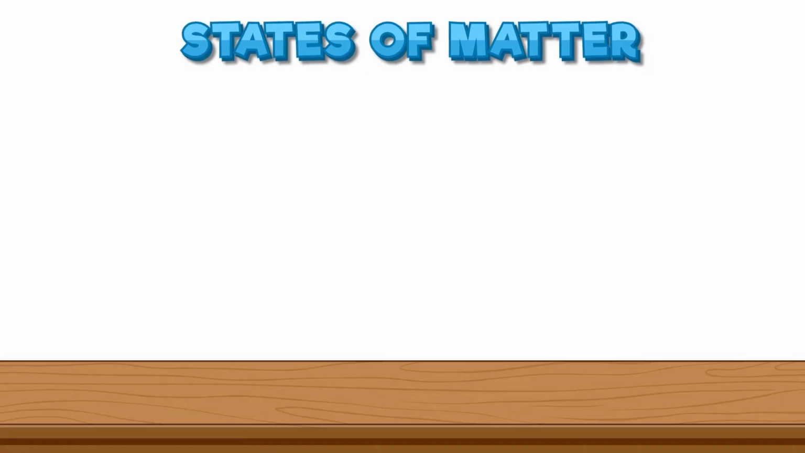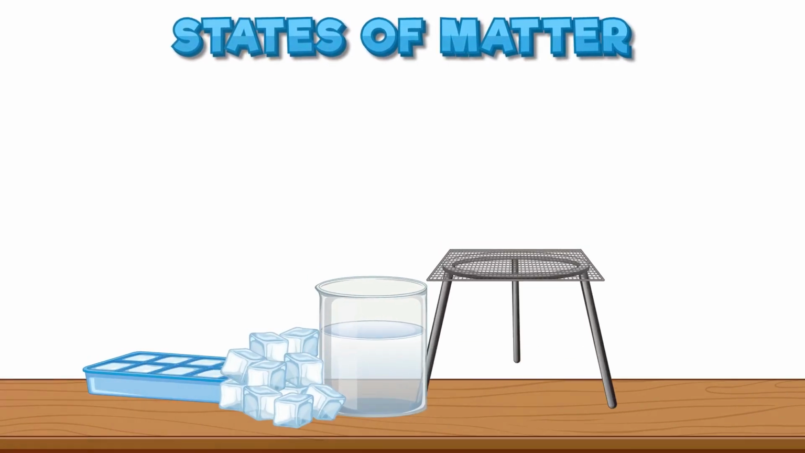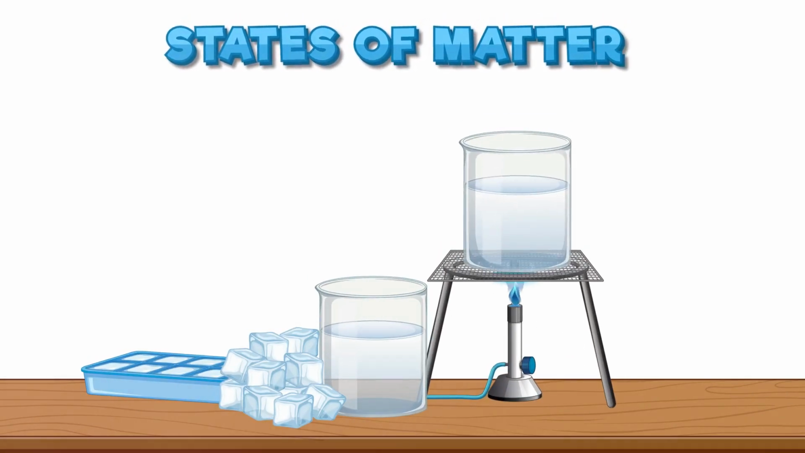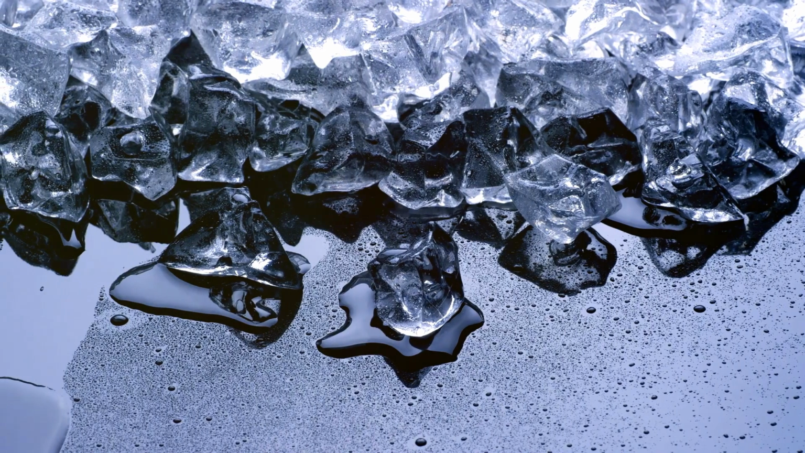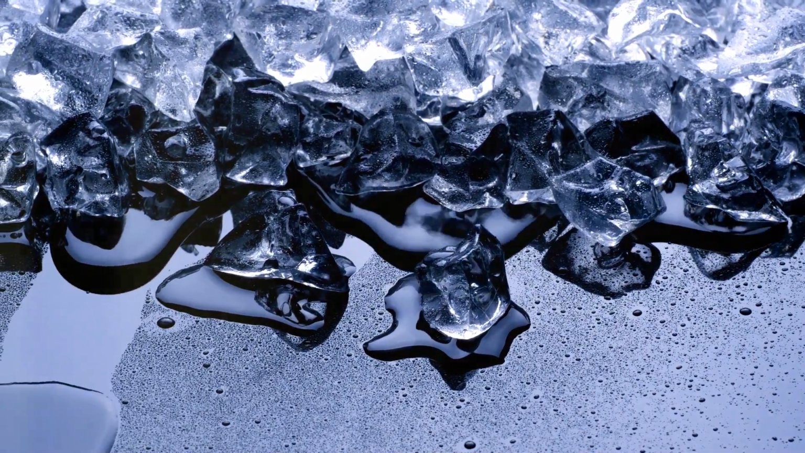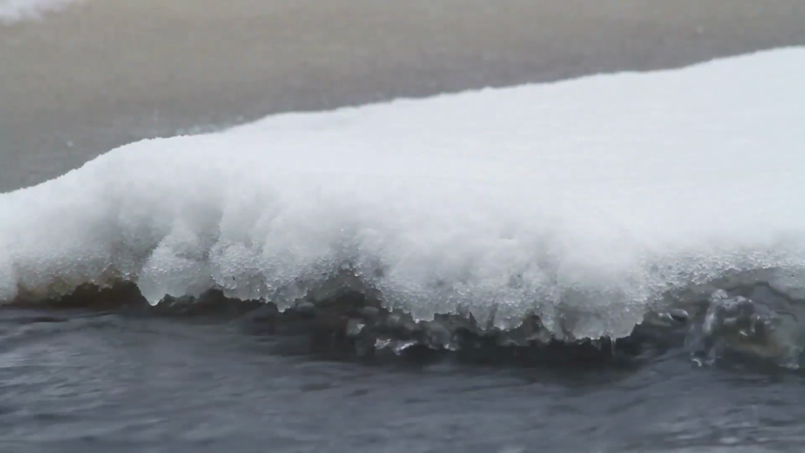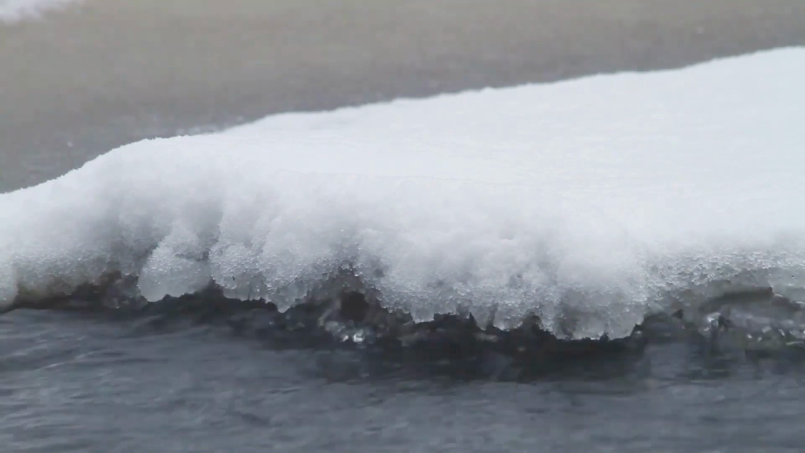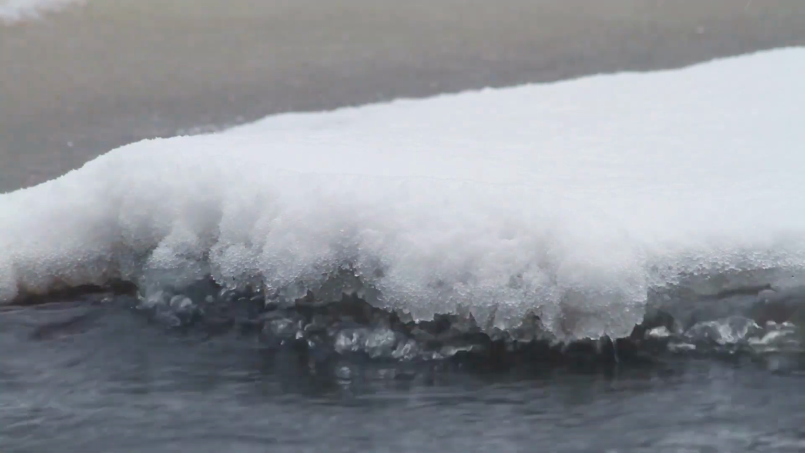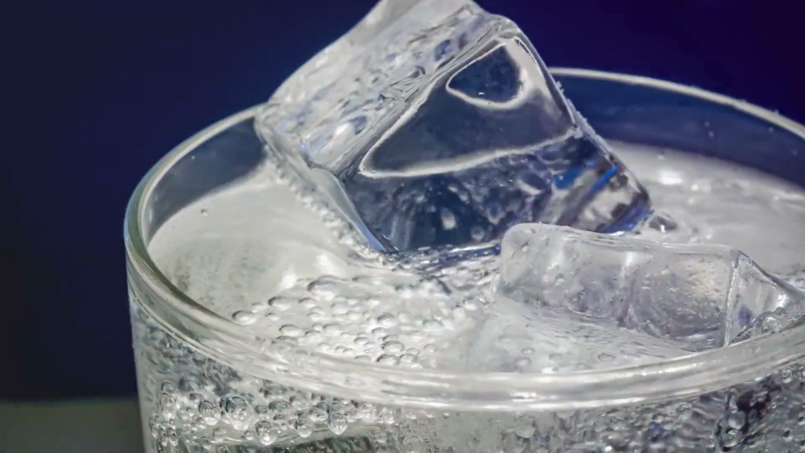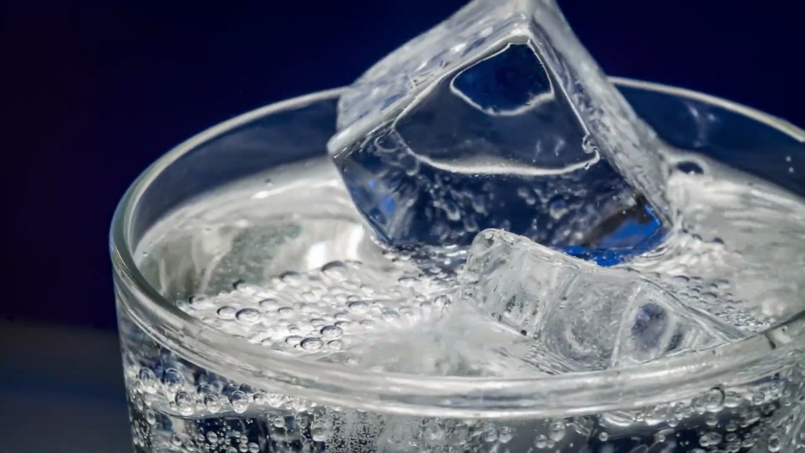Water's ability to transform between liquid, solid, and gas states is another fascinating aspect of this substance. These transformations are driven by changes in temperature and pressure. When water cools to 0 degrees Celsius, 32 degrees Fahrenheit, it freezes and becomes ice. As water freezes, the hydrogen bonds between molecules become more rigid, locking the molecules into a fixed, crystalline structure. This structure is less dense than liquid water, which is why ice floats.